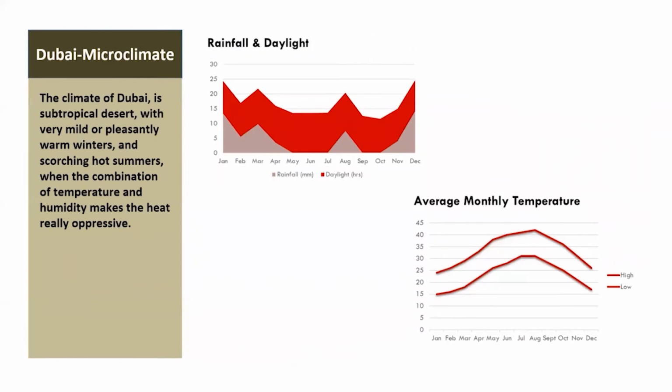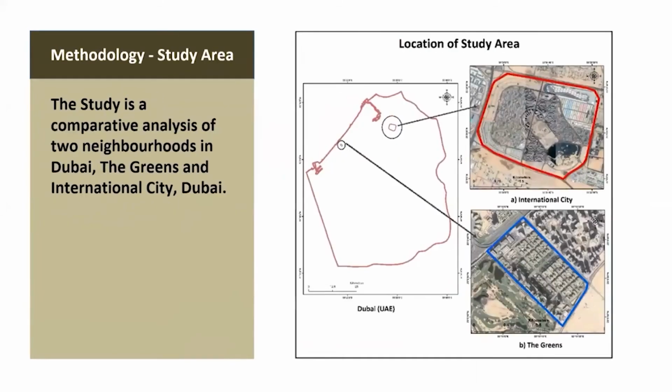So, to understand this climate, we have to study the temperatures and how they change over a period of time, the monthly aspects, to compare the humidity. We have taken two areas of study. One is the International City and the other is Greens. Both are planned neighborhoods, and that is the reason for taking two comparative areas.